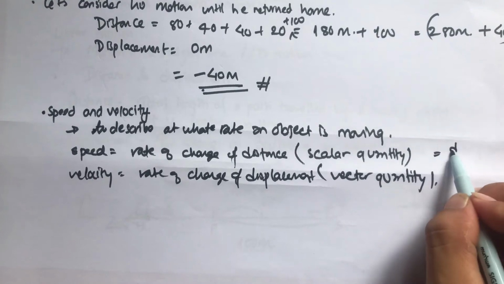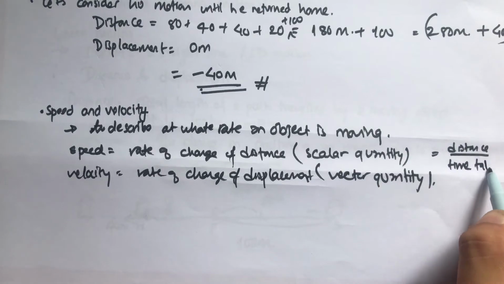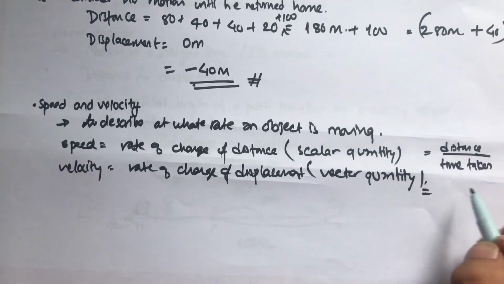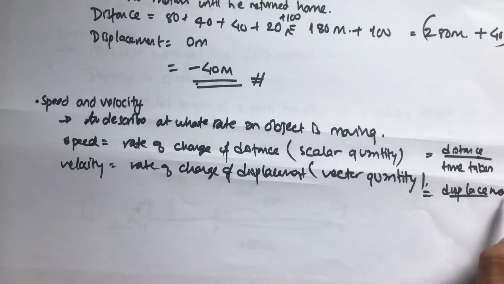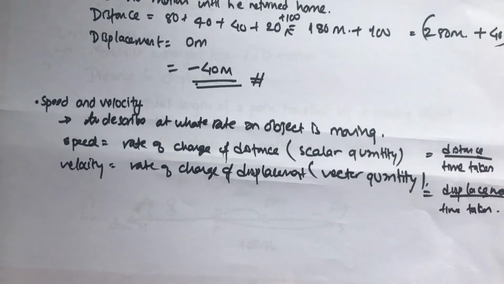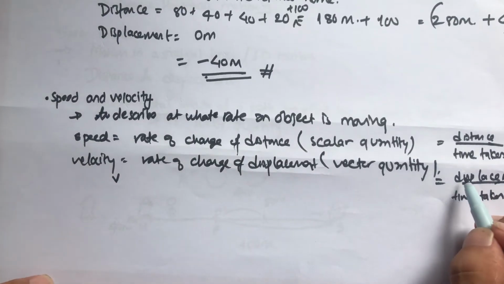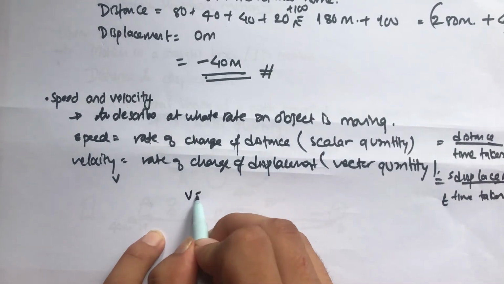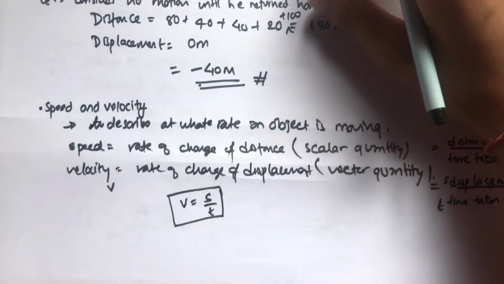So speed would be distance over time taken to travel the distance, and velocity would be displacement over time taken for that displacement. Velocity is denoted by v, displacement is denoted by s, and time taken is denoted by t. So v equals s by t. So this is a general formula to determine the velocity of an object.